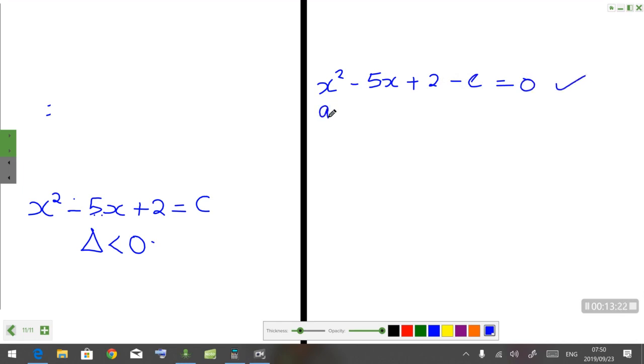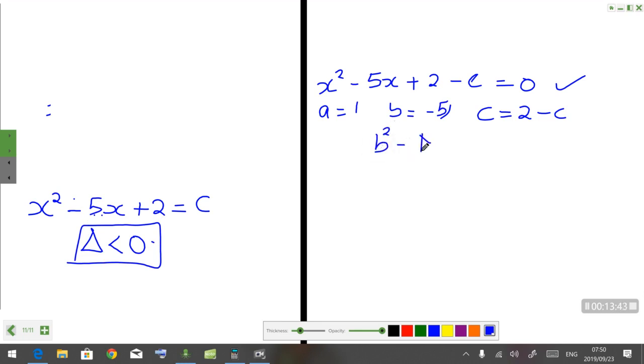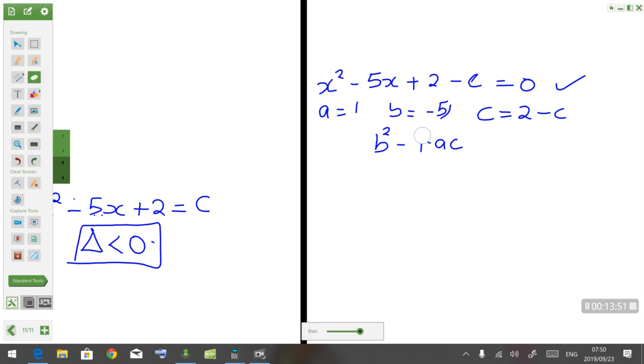All right. Now, your a is 1, your b is negative 5, and your c is 2 minus C. Our discriminant must be less than 0, so let's solve this. What's our discriminant? B squared minus 4AC. So all we need to do now is to what? Substitute. B squared minus 4AC must be less than what? Zero. And so what do we have?